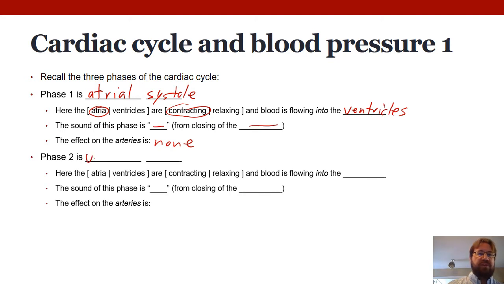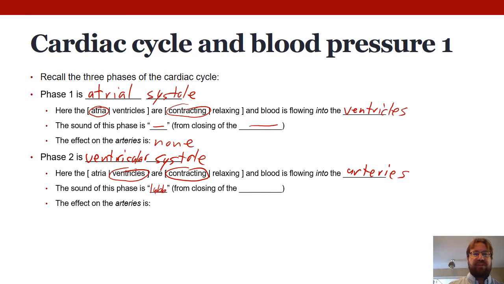Phase 2 is what we call ventricular systole. Here, the ventricles are contracting and blood is flowing into the arteries. The sound of this phase is your classic lub sound from closing of the AV valves. And the effect on the arteries here is an increase in pressure. The heart is pumping pressurized blood into the arteries, so we're increasing arterial pressure.